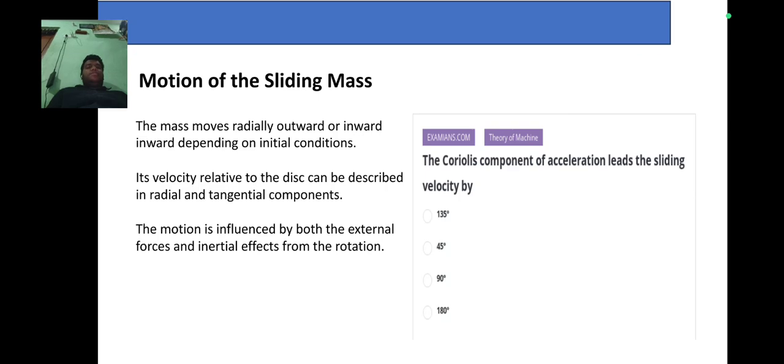Energy conservation. When the mass slides radially, work is done by or against the centrifugal force, which affects its kinetic energy. However, the Coriolis acceleration does no work as it is perpendicular to the direction of the motion. This is why an experimental demonstration with a rotating apparatus can be used. The disk rotates at a controlled angular velocity, with a small mass in a groove or track.